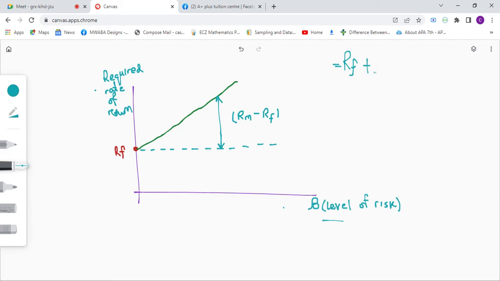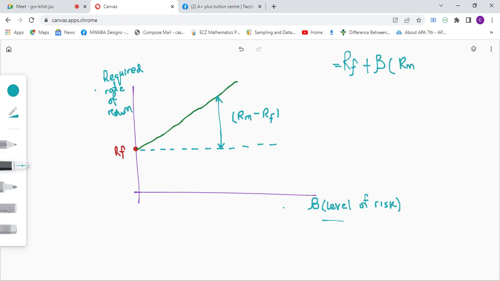Plus beta. Beta measures the level of systematic risk. Systematic risk is the risk that affects the market as a whole. Then open brackets, the return on the market portfolio.